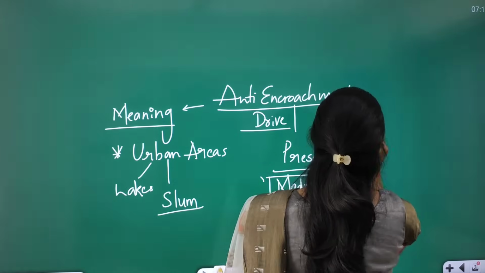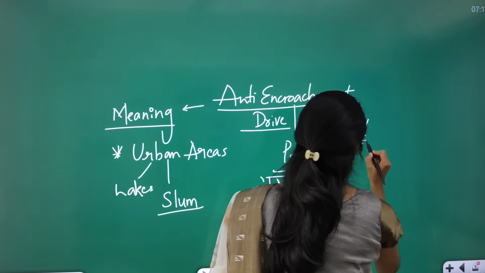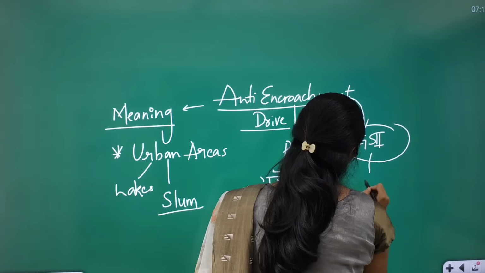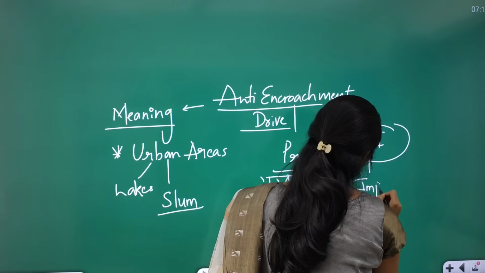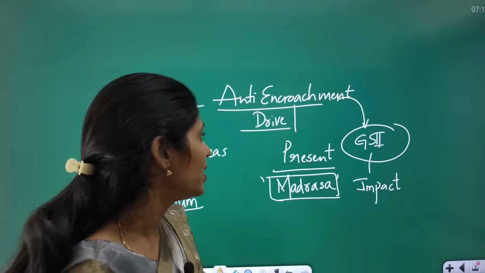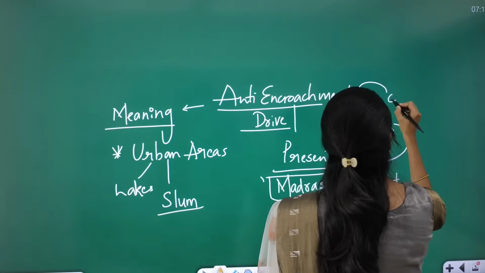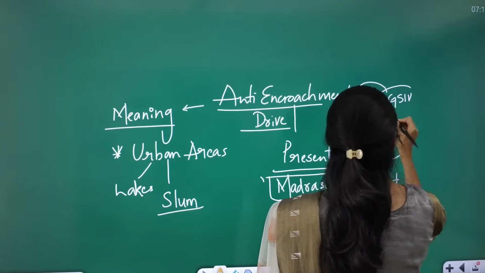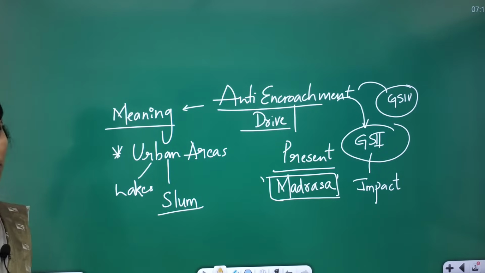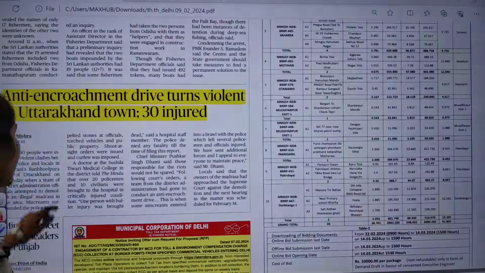Here you have to see many things from the GS paper, under polity and governance point of view. You have to see what will be the impact of this anti-encroachment drive. And there is even one ethical dimension from GS paper 4 involved here, so you have to see that. All these are very important topics and we are going to see this in detail now.